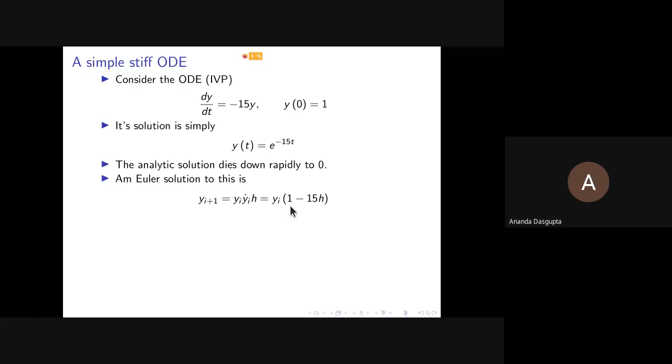You can even figure out what is going to happen if you were to use the Euler solution, depending on what this factor is. It's easy to see that what you are doing is multiplying the current yi by 1 minus 15h. So the successive y's, they will form what? What will the successive y's form? y1, y2, y3, y4, etc. Come on. If you get the next y by multiplying the previous y by 1 minus 15h, what are the successive y's going to form?